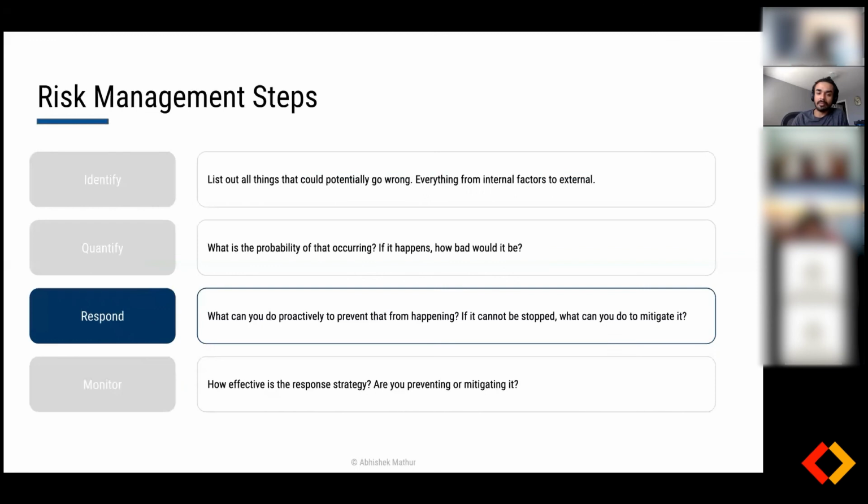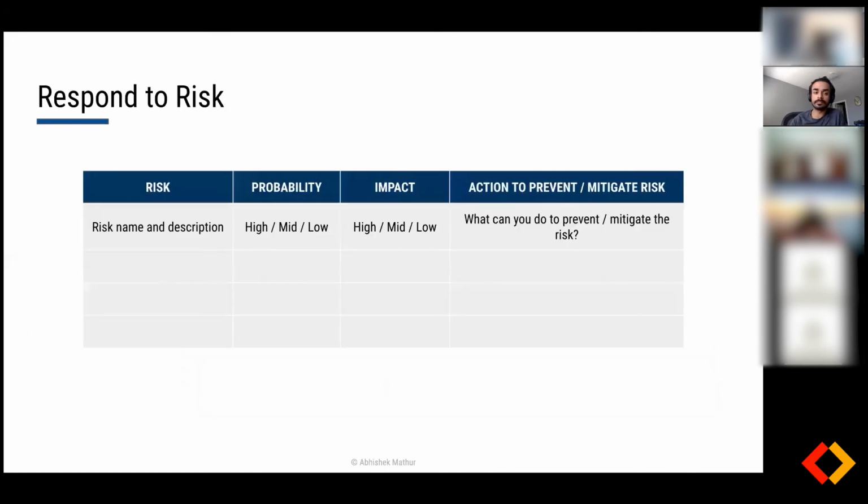All right. After this, you've identified the different risks that may exist. You've quantified them, what the probability is and what the impact could be. The next step is to respond to it. What can you do proactively to prevent something from happening? Or if it cannot be stopped, then how do you mitigate that? And this is a template that can be used to think about how you want to respond to risk. So the risk, the probability and the impact, those 3 columns have been figured out in our step 2. And now what we want to do is identify any actions that we can do to prevent the risk and mitigate the risk.